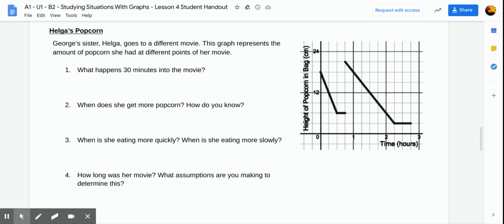Number 1, what happens 30 minutes into the movie? Number 2, when does she get more popcorn? How do you know? Number 3, when is she eating more quickly? When is she eating more slowly? Number 4, how long was her movie? What assumptions are you making to determine this?